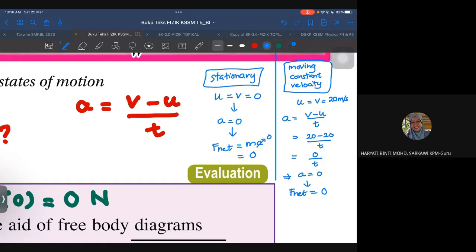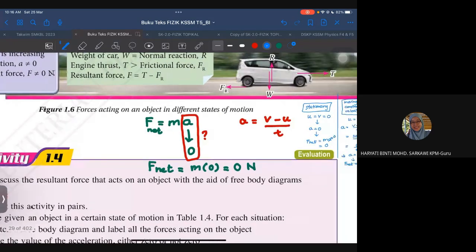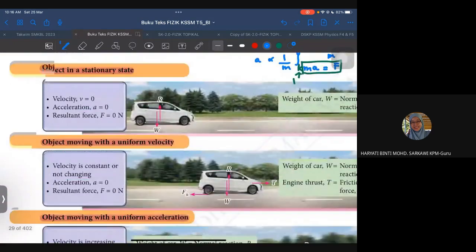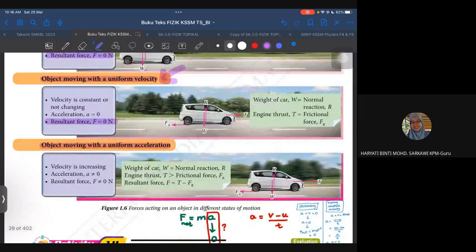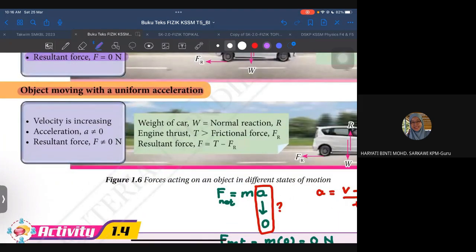Okay, so it means that now, these two cases, that is the reason why the resultant force equals 0 for both an object that is stationary, not moving, or moving at a constant velocity. But if, let's say, the object is moving with acceleration, then the net force will not be equal to 0. So that's why we have this.